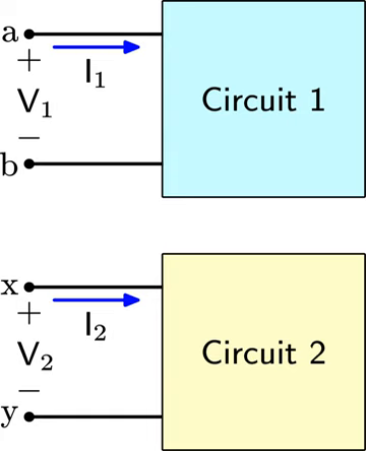Mesh analysis can only be used with networks which can be drawn as a planar network, that is, with no crossing components. Superposition is possibly the most conceptually simple method, but rapidly leads to a large number of equations and messy impedance combinations as the network becomes larger.